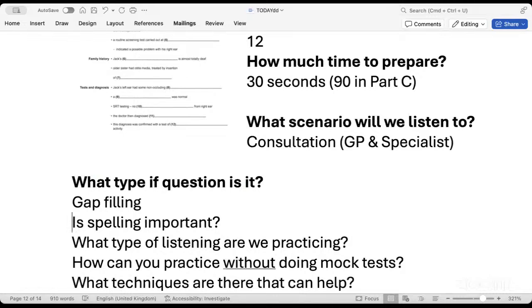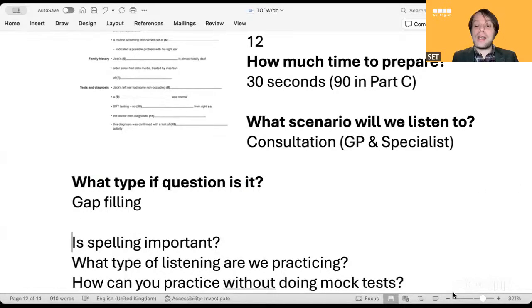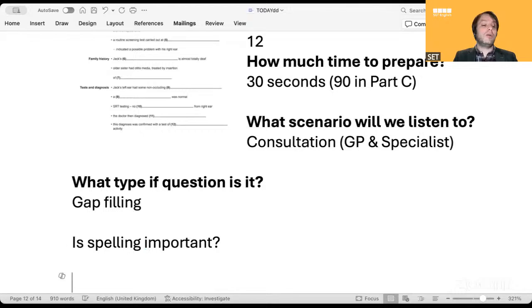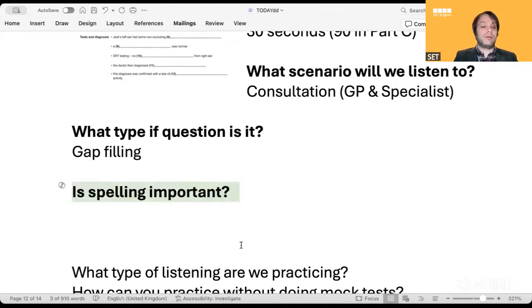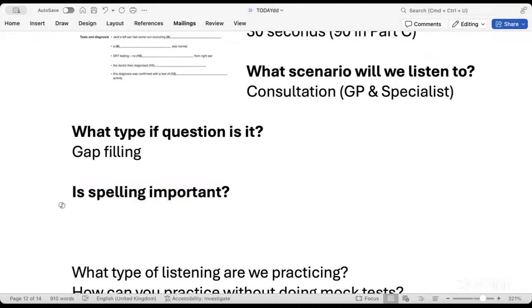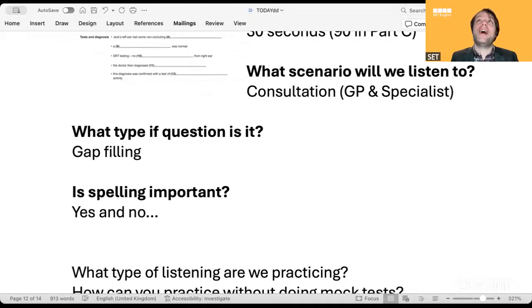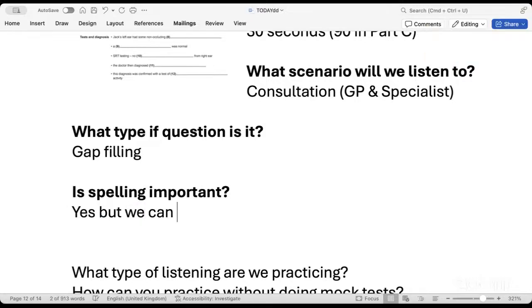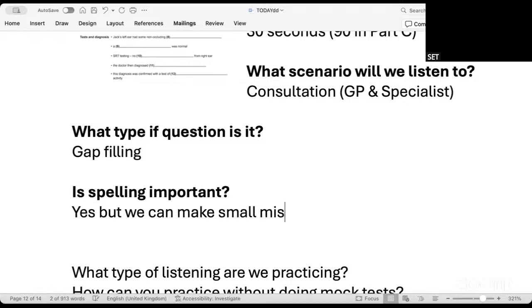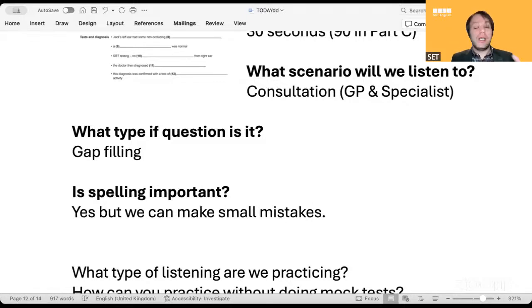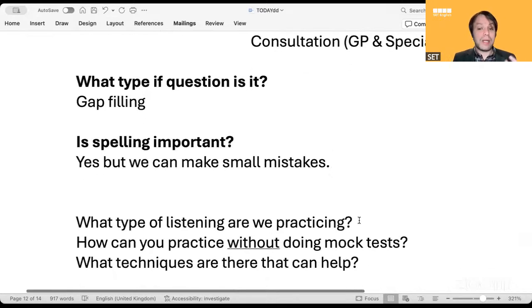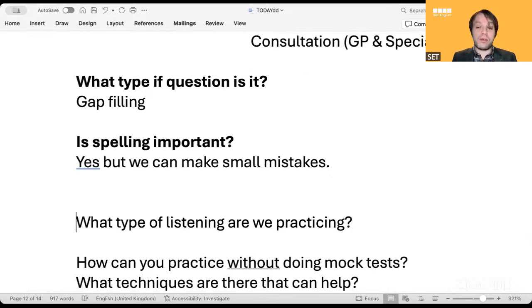Okay. Is spelling important? Everyone else, microphones off. Is spelling important? Yes. Spelling is important, but also can we make mistakes? Yes, some nuance we can do. Small mistakes, guys, okay? Not big ones. We cannot change the meaning. We cannot confuse the reader, but you can make small spelling errors.